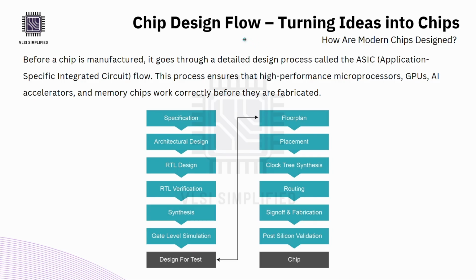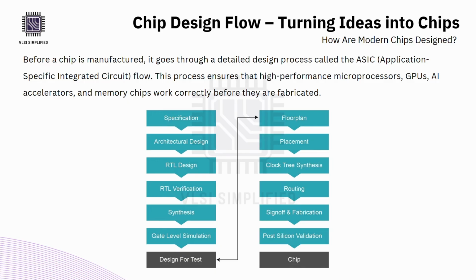So, chip design flow. Before a chip ever makes it into your phone, computer or car, it goes through a long and detailed journey. That journey is called the ASIC design flow. ASIC stands for application specific integrated circuit, and this flow is the heart of how high performance chips like microprocessors, GPUs, memory units and even AI accelerators are created. Now, why is this design flow so important? Because building a chip is extremely expensive and time consuming.